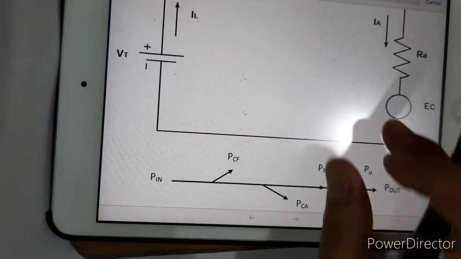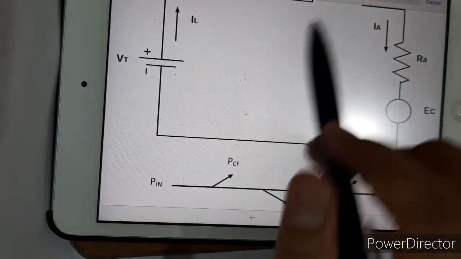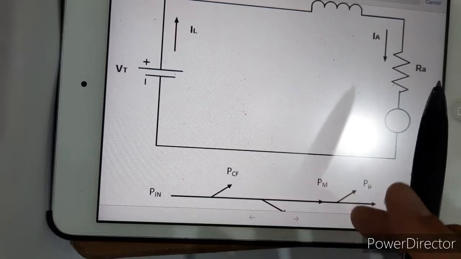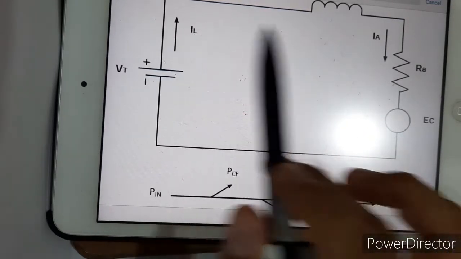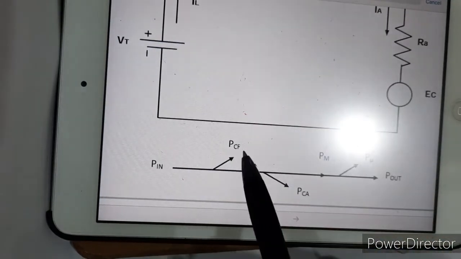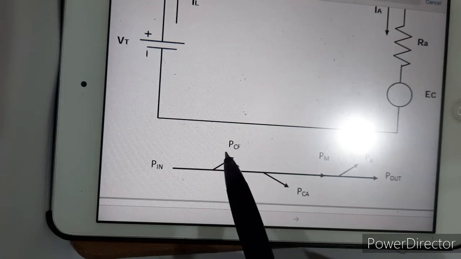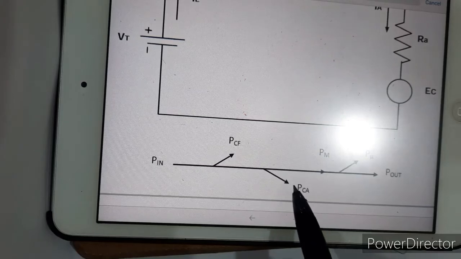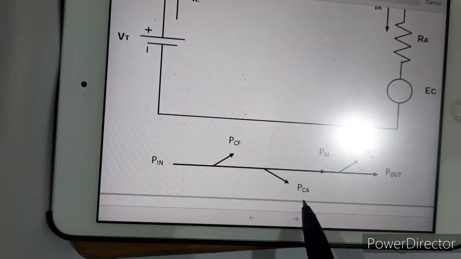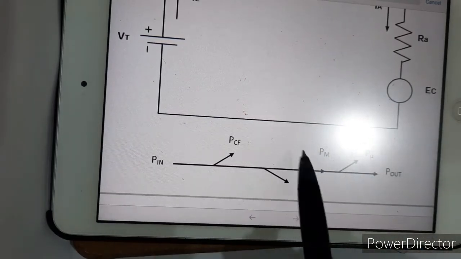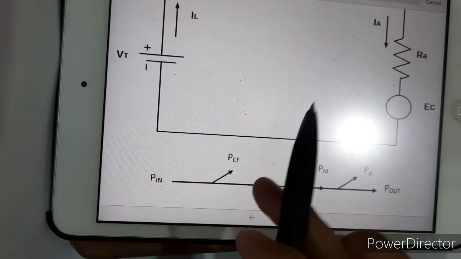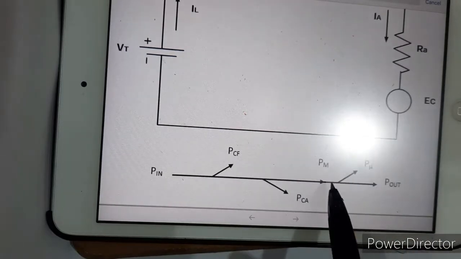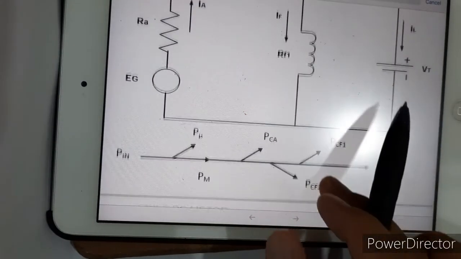And then PCF, you can refer to which current flows through the particular resistor. For example, in this example, the line current IL is equal to IA. So you can determine PCF by IL or IA squared multiplied by RF. Same goes for this one, IA squared multiplied by RA. And then this is the electrical part. Remember this is the electrical part, and then it goes to the mechanical PM. It is different from the generator.